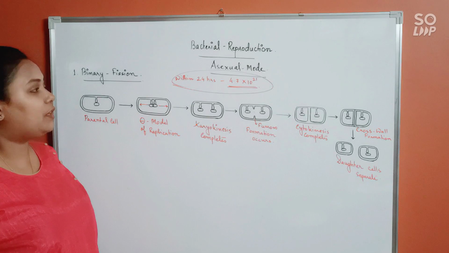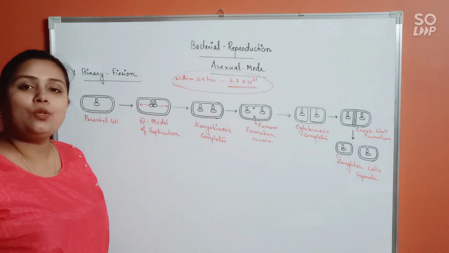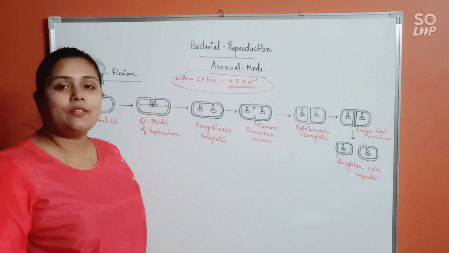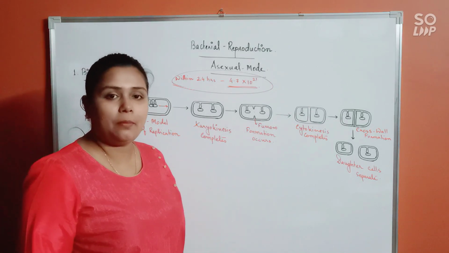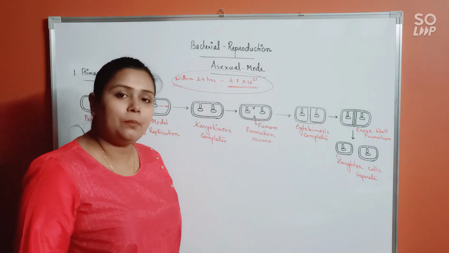Alright, so that was regarding binary fission. Now the next thing we'll discuss is endospore formation. That is also an asexual mode of reproduction in bacteria, but it occurs only during unfavorable conditions.